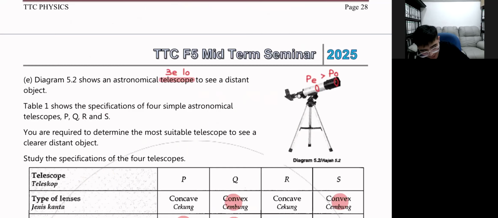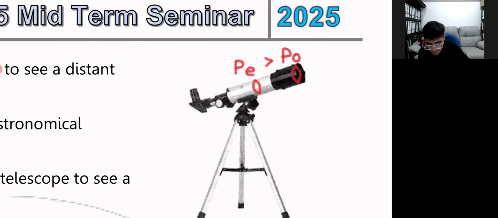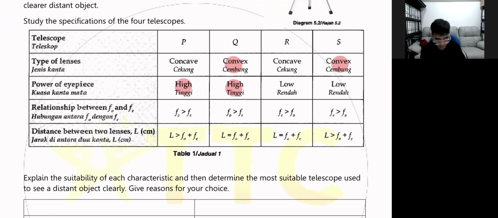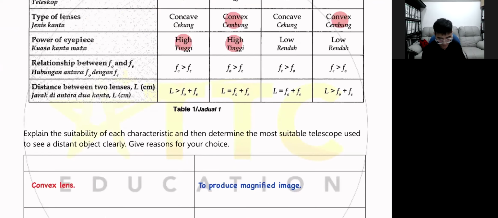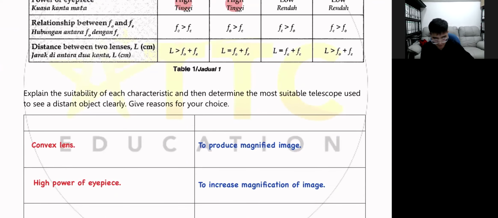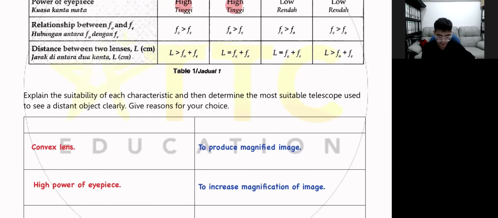Now, for PE has to be greater than PO, right? Remember, the power formula tells us that power and focal length are inversely proportional. So if the power of the eyepiece is greater than the power of the objective lens, then the focal length of the objective lens has to be longer than the focal length of the eyepiece. They are opposite, because P equals 1 over F, which means P and F are inversely proportional. So FO has to be greater than FE.